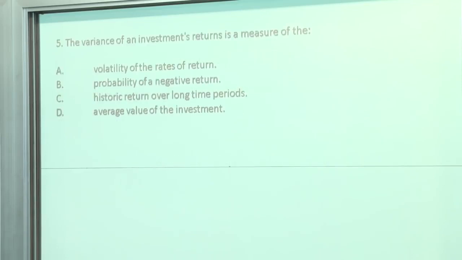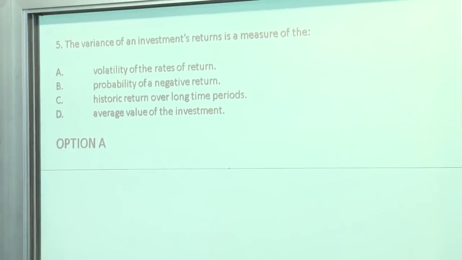The variance of an investment return is a measure of the volatility of a rate of return, the probability of a negative return, the historical rate of return over long periods, and the average value of the investment. It's B, right? The volatility of the rates of return. Okay. Good.